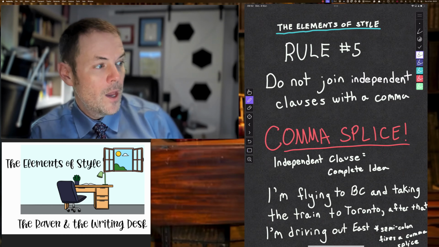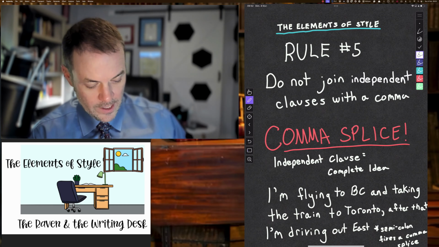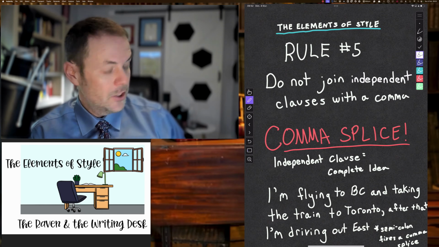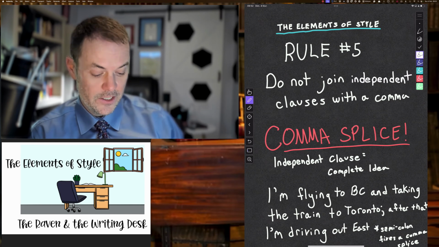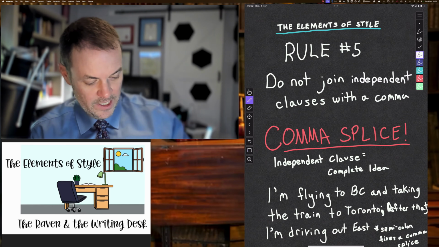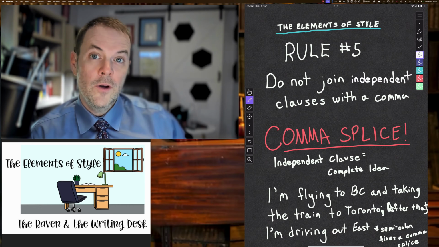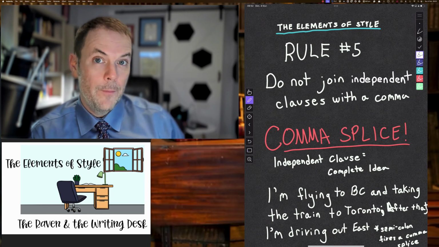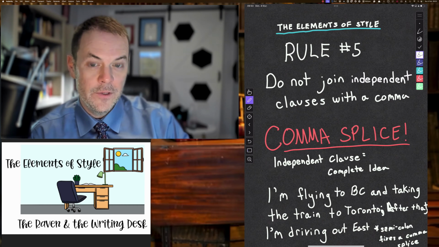For example, I'm flying to BC and taking the train to Toronto. After that, I'm driving out east. What I have done right here is a comma splice. So simply change that to a semicolon and the problem is fixed. Of course, I could also put a period and put in after that, make that a capital, comma, I'm driving out east. Create 2 simple sentences out of it. But the key here is we want to recognize what a comma splice is and avoid it. So let's not put commas in the wrong spot.